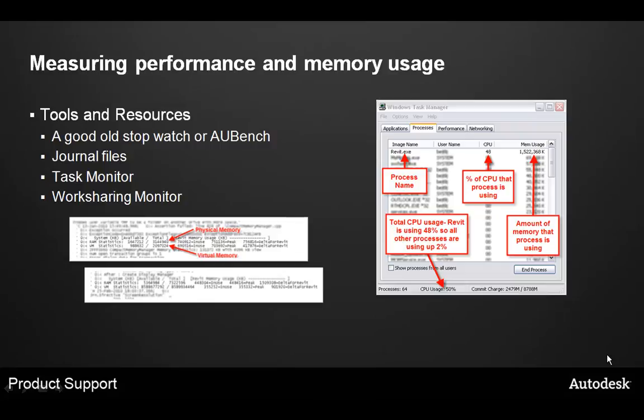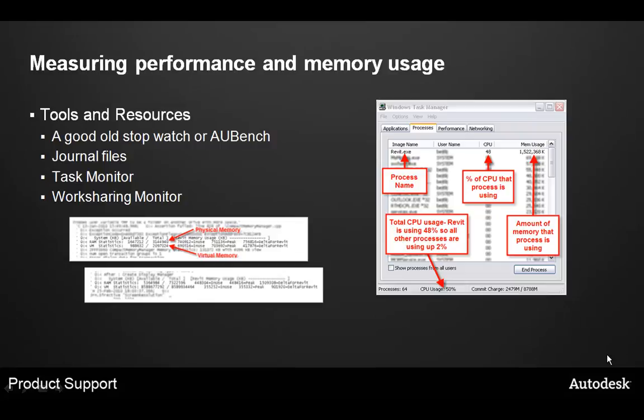The task monitor can also come in handy. Using the Windows Task Manager, you can monitor the process of the Revit.exe, the percent of the CPU that's being processed, the amount of memory that's being used by the application, and the total CPU usage, understanding how much Revit is using at any one time along with other products that may be running on the same machine.